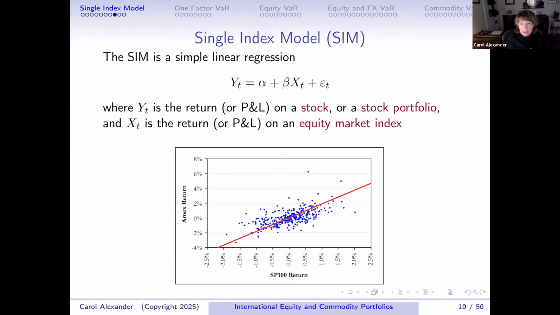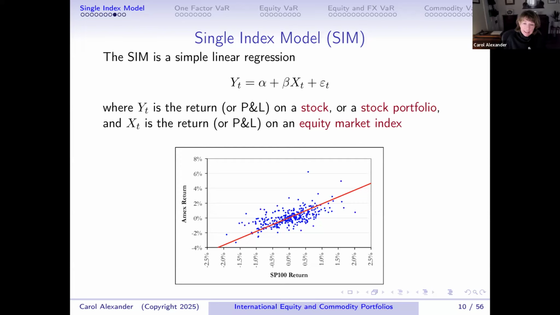Single index model is when y and x are the returns, or P&L, on the stock or a stock portfolio and a broad equity market index. So that's why we call the simple linear model SLM, which is y equals alpha plus beta xt plus epsilon t. We call it the single index model when we have those particular variables. And here's an example where the x variable is the broad market index, that's the S&P 100, and the y is a single stock, that's Amex.